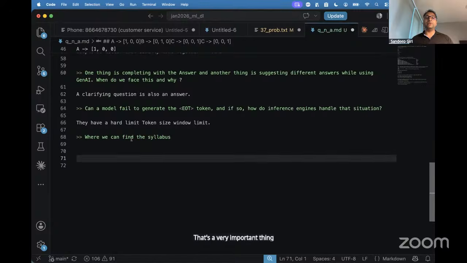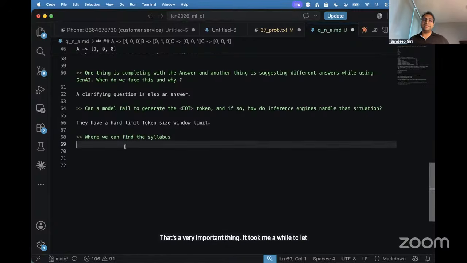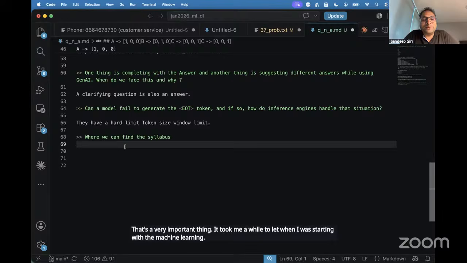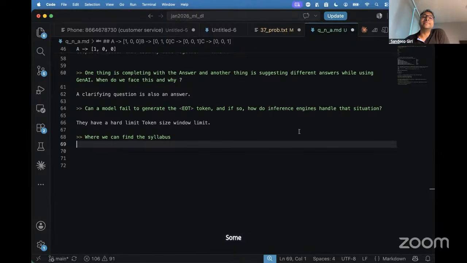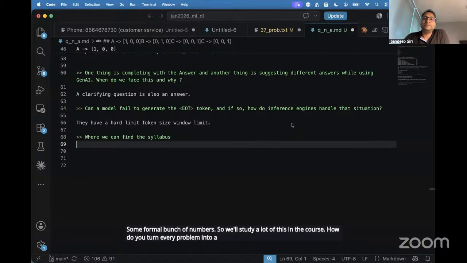It took me a while when I was starting with machine learning. I did not know what to do in the case of text. The idea was that you basically convert it into some form of bunch of numbers. So we'll study a lot of this in the course. How do you turn every problem into a bunch of numbers?